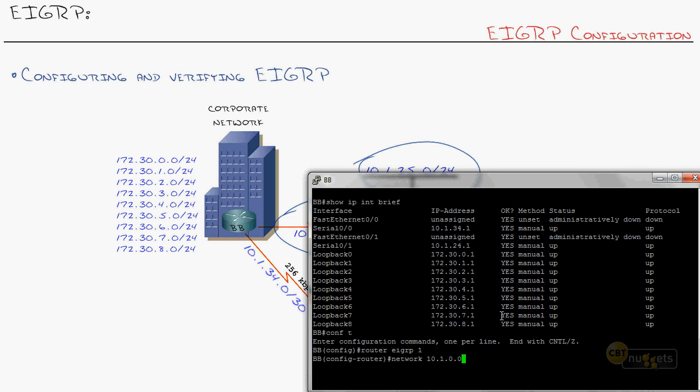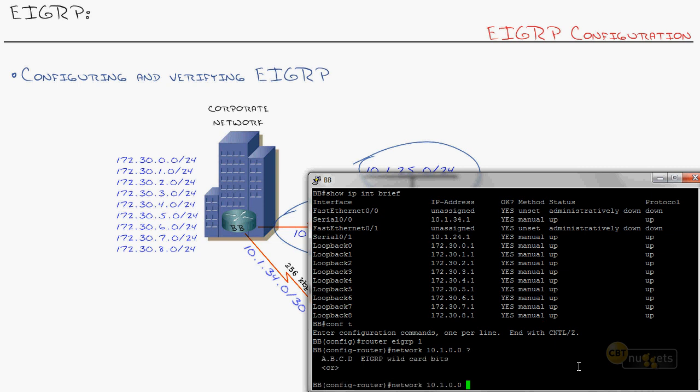Now, if I hit the enter key right here, EIGRP is going to say, oh, you must have messed up. You must have meant the classful 10 network. And if you go back and do a show run, it actually will take the 1 out of there. It'll just say, oh, you meant 10.0.0.0 if you typed it that way.